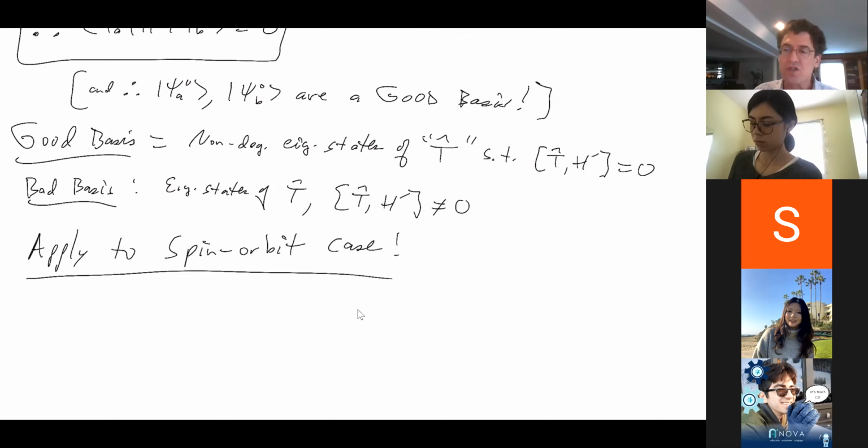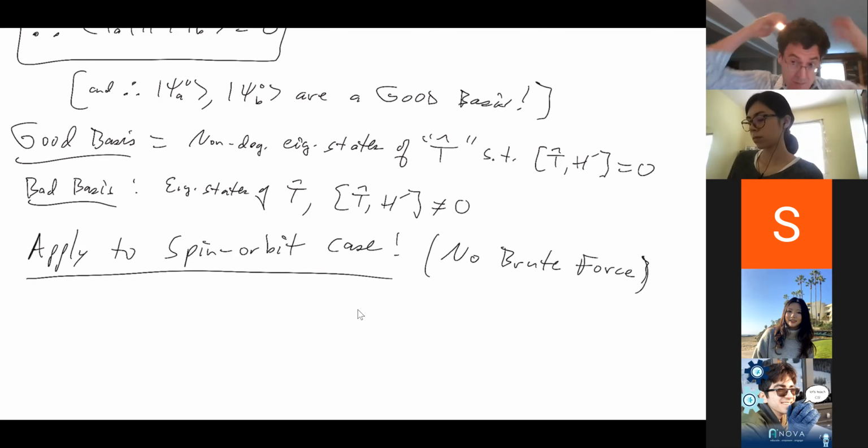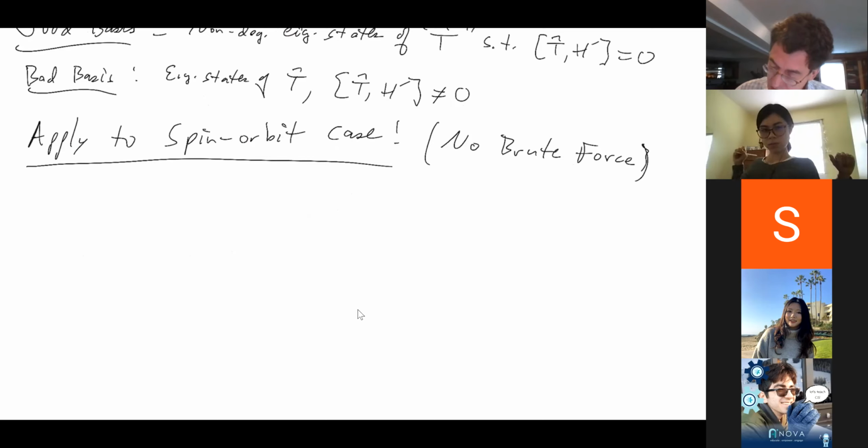And so now we don't have to do the brute force. Now we can skip the brute force, and we can do clever, elegant mathematics to figure out a good basis versus a bad basis. No more brute force. So let's apply it now.